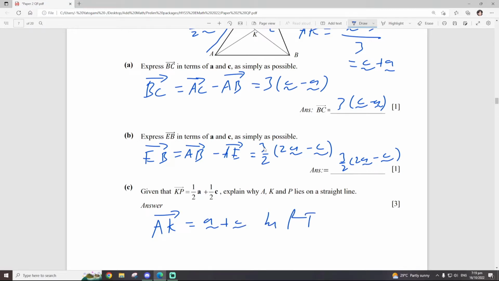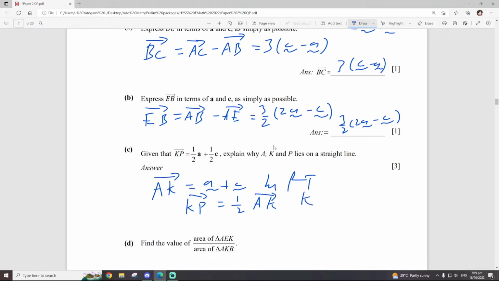I can't actually remember whether the ratio theorem is in the O-level syllabus. If it isn't, then please let me know. But the use of the ratio theorem would be fine here because we are taking A as a reference point for all our vectors. And then KP is, by observation, half times AK, and K is a common point. Also, we just proved that AK is parallel to KP, therefore AKP are collinear.